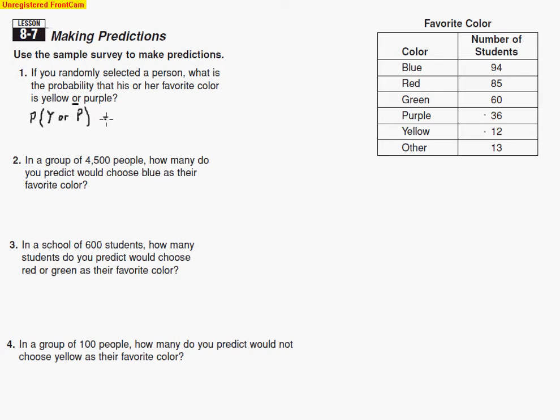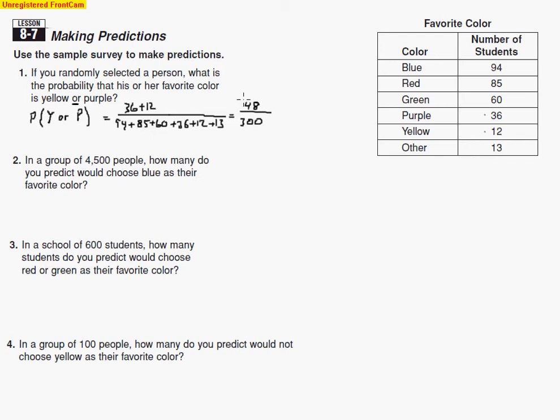And so we're going to take the successes and put those on top. So I put a little dot next to the successes there, 36 and 12. Those are people who like those two colors. And then we've got to divide by the total number of students. And so we have 94 plus 85 plus 60. We have the 36, the 12, and the 13. So when we add up all these numbers, on the top of the fraction, we're left with 48. The bottom of the fraction, we add up those numbers, we get 300.